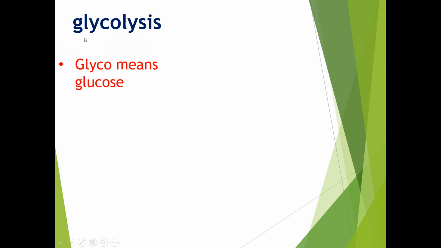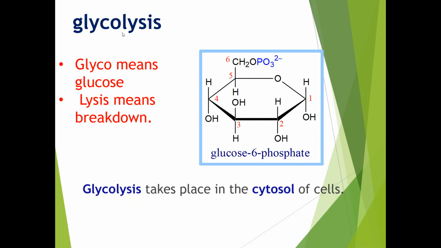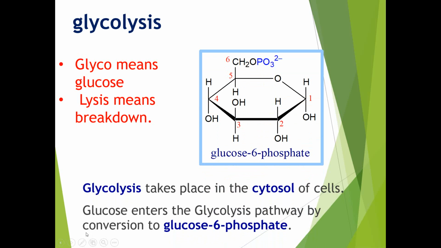The word glycolysis divides into two words: glyco means glucose and lysis means breakdown. So glycolysis is nothing but the breakdown of glucose. Glycolysis generally takes place in the cytosol, that is the cytoplasm region of the cell, and glucose enters the glycolysis pathway by conversion to glucose 6 phosphate. Here you have to see the structure of glucose 6 phosphate, which is a major prior element of glycolysis.